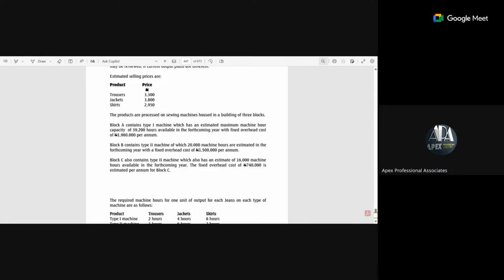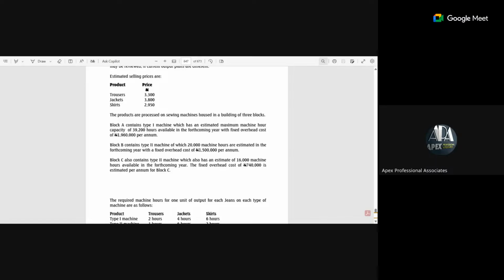So the question is also saying that the products are processed on sewing machines housed in a building of 3 blocks. Block A contains type 1 machine, which has an estimated maximum machine hour capacity of 39,200 hours available. This is telling you that the maximum, the limit in terms of machine hour on block A is what? 39,200 hours. So that the fixed overhead cost is what? Is 1,060,000 naira per annum in relation to block A. Now, this is specific fixed cost in relation to block A.